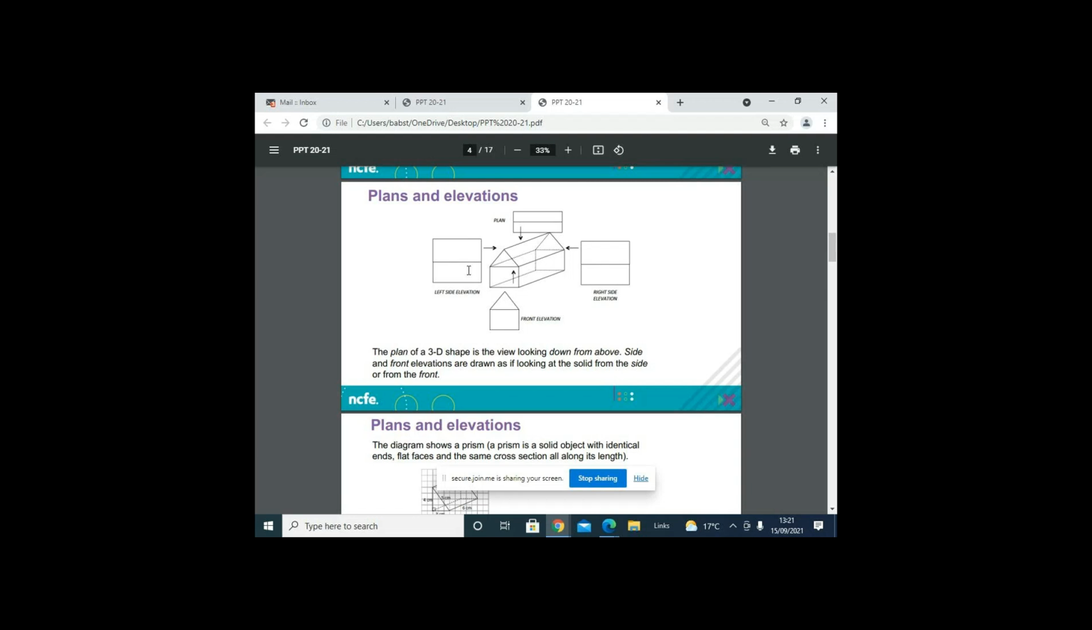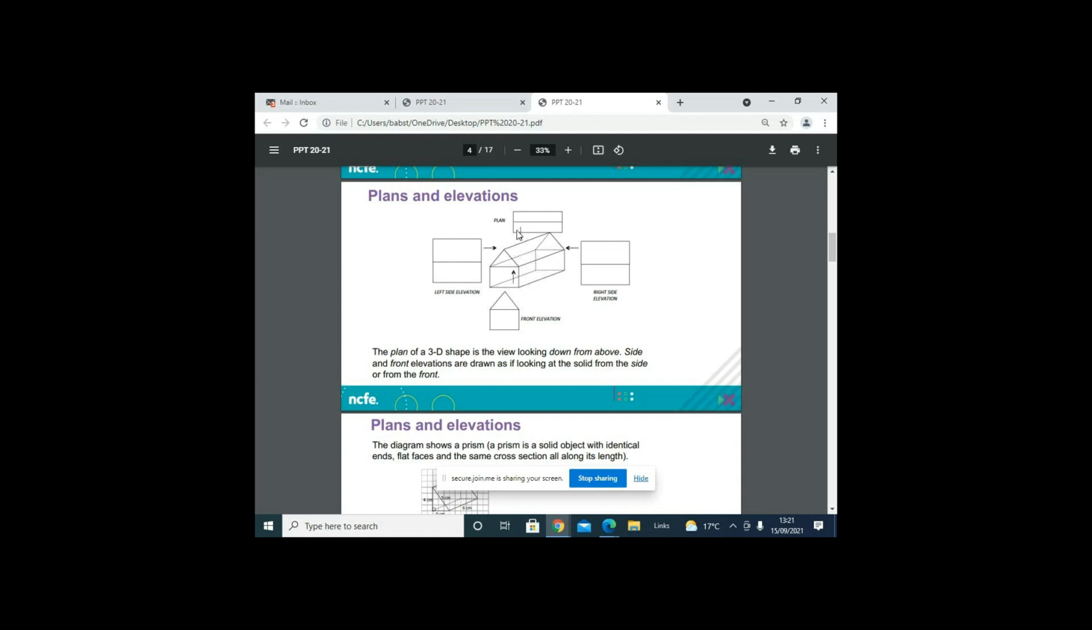The front elevation is the front picture. How does it look? Similar to what is on the screen, the way this side looks is the front elevation. The plane is when you are in this position and you look down. How does it look? So this is how it looks.